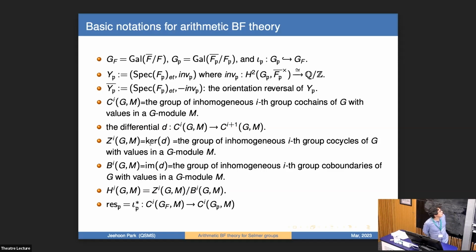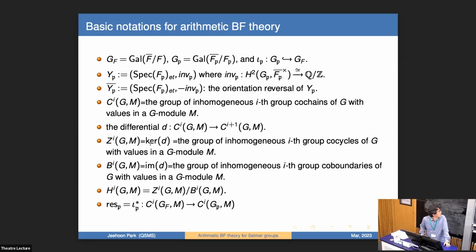And C^i(G,M) is the group of inhomogeneous group cochains, Z^i the cocycles, B^i the coboundaries, and H^i the cohomology. And there's also the restriction map, just like the localization map. Okay, that's the basic notation.